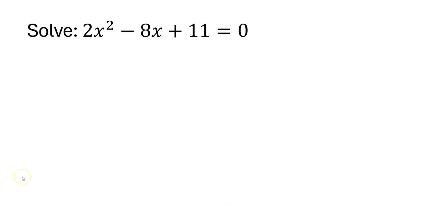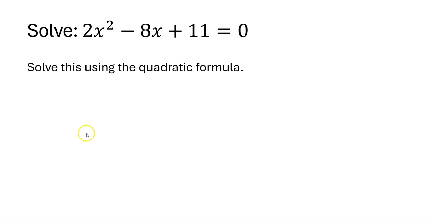Let's do another one. Let's solve 2x squared minus 8x plus 11 equals 0. Well, now we have an x squared and an x term, so we can't necessarily use the square root property. And we can try all we want, but solving this by factoring doesn't work either. So we're going to have to go ahead and solve this using the quadratic formula.